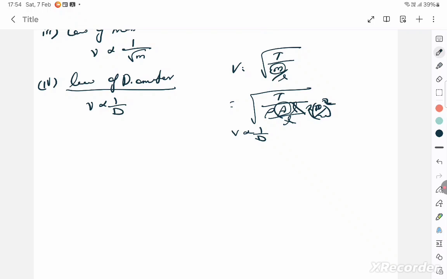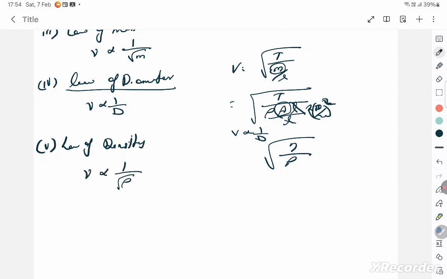Okay, so just leave it like that. Then the law of density. In this, we know that velocity is the square root of eta by rho, so the fundamental frequency is also proportional to the square root of density, provided the tension, length and diameter all remain constant.